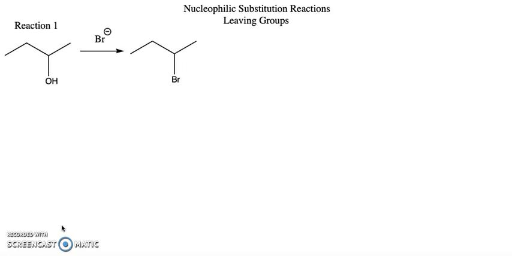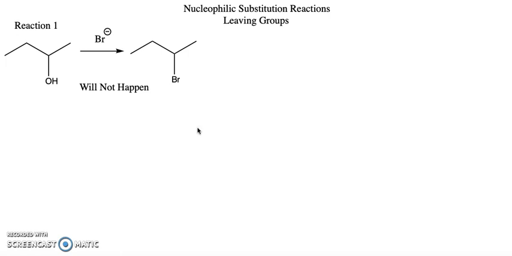The first reaction I want to look at is this one, where I have a bromine as my nucleophile and my OH is my leaving group. And what I want to say about this reaction is that this reaction will not happen. No matter how long you wait, you're not going to get any appreciable amount of this bromo-containing product.